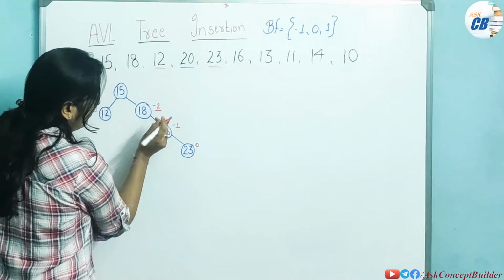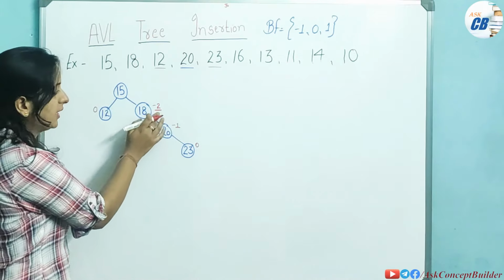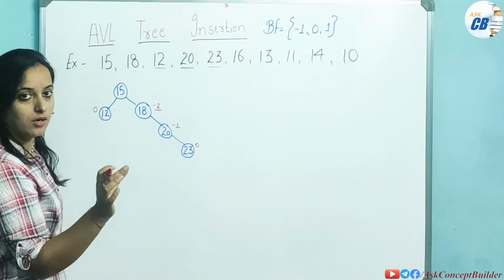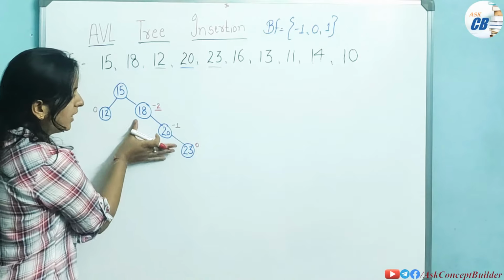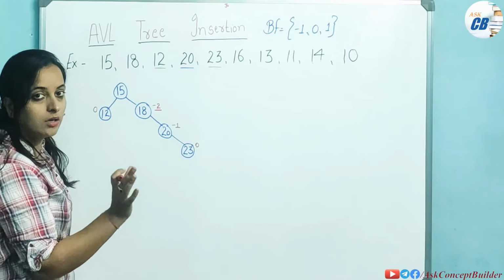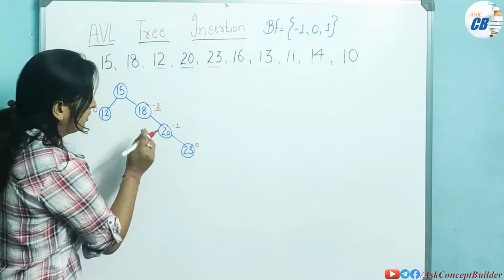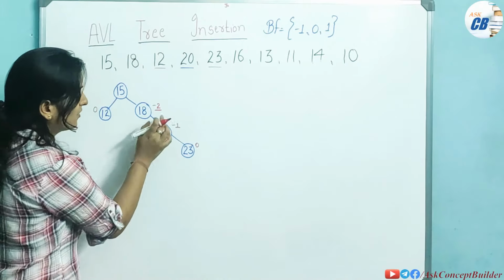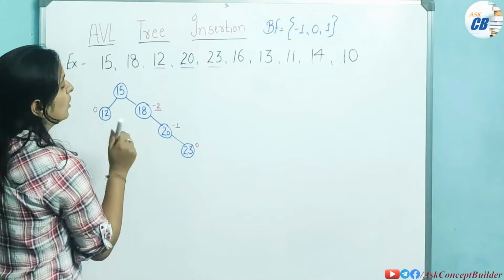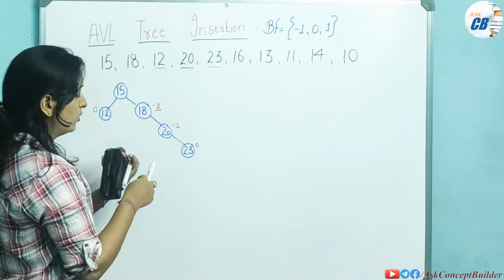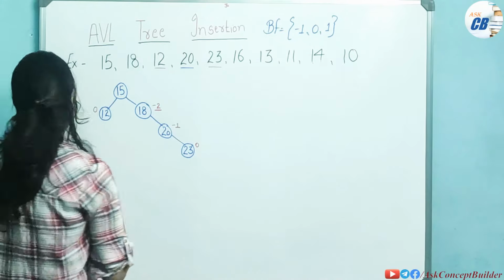Now what you have noticed is that this balance factor is not within the balance factor range, which means your tree is not balanced, and that is because of this particular node, because the balance factor of this node is not within this range. Fine. Now you have to make a rotation to make the tree balanced.